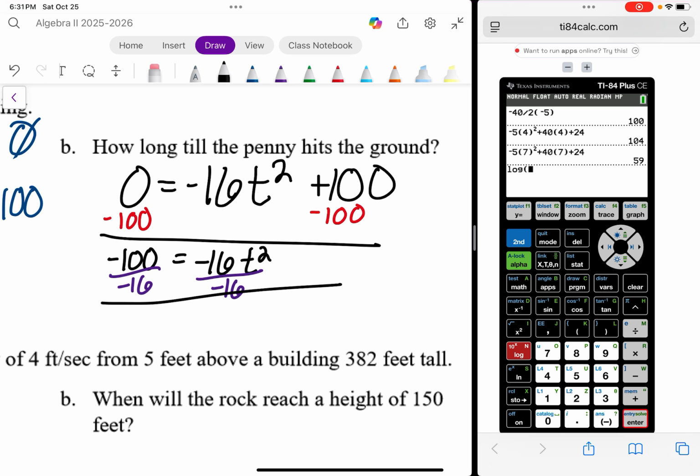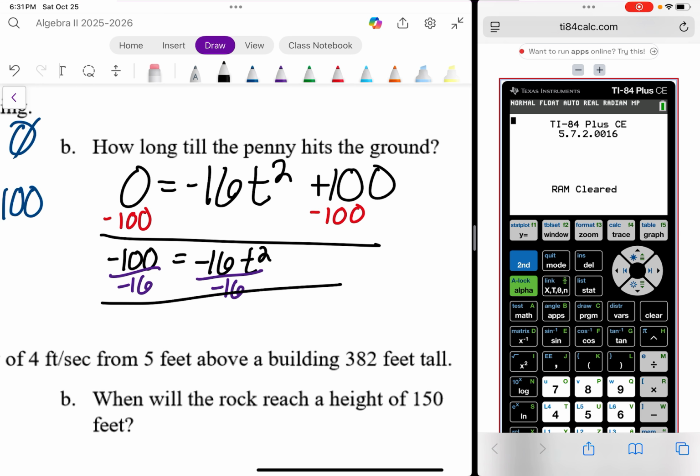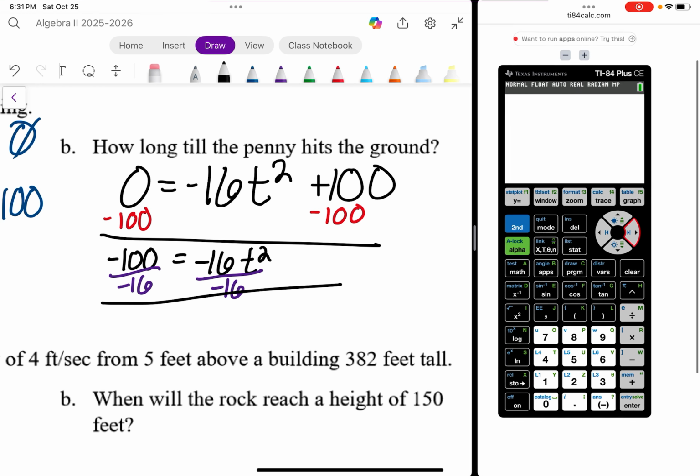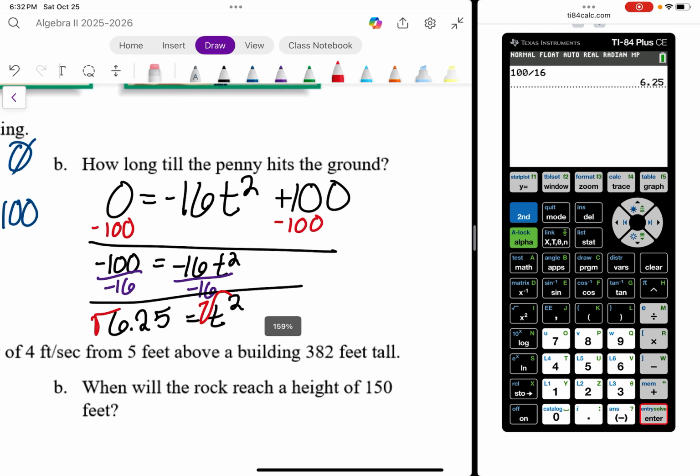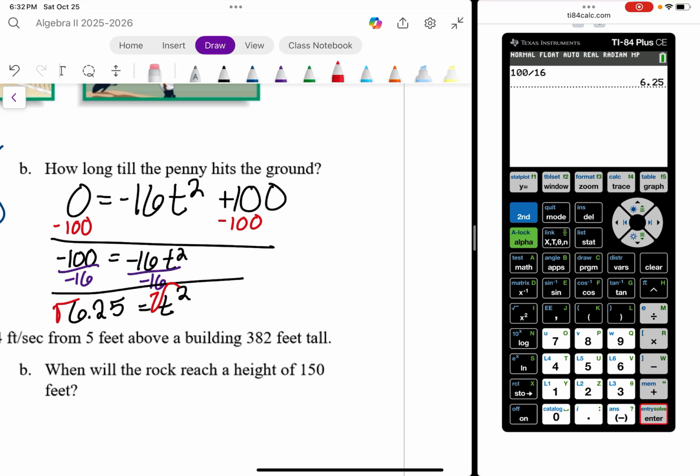So if I take 100 divided by 16, that gives me 6.25. If you get decimals, that is okay. That will happen. And if you need to round this final answer, that's all right as well, because it is a word problem. So we will do the square root of 6.25, and that gives us 2.5 seconds.